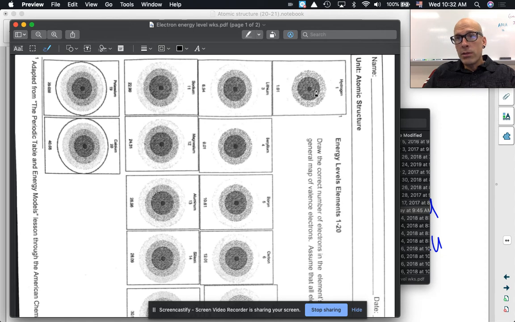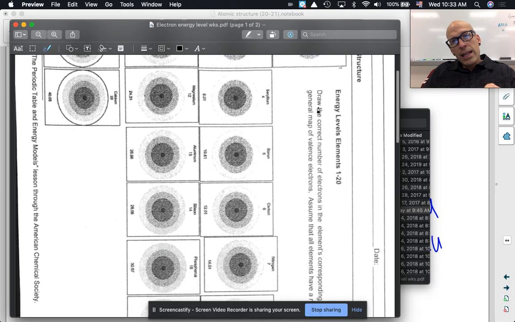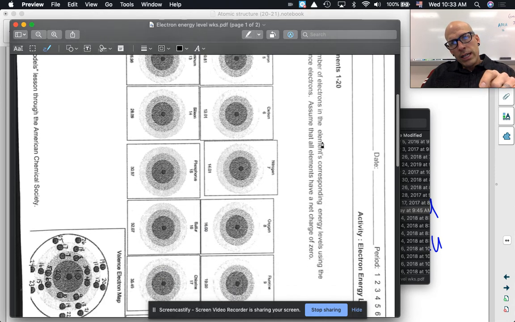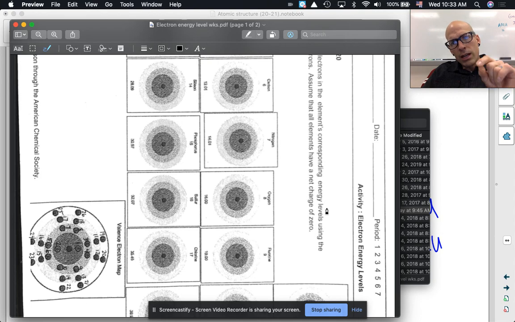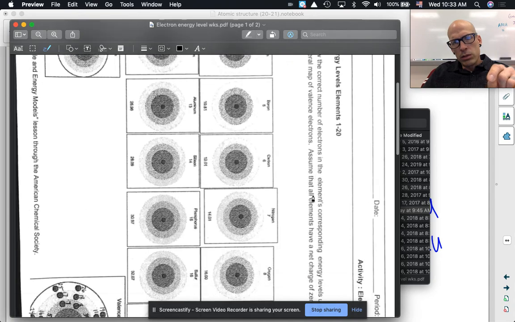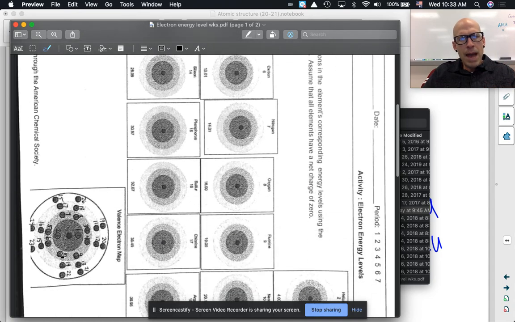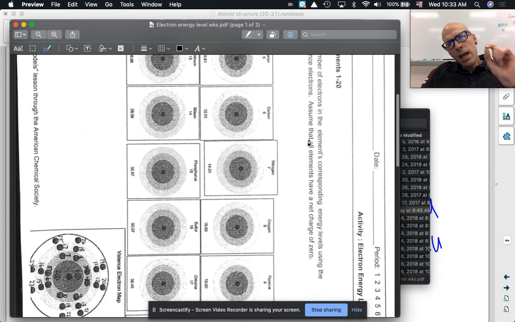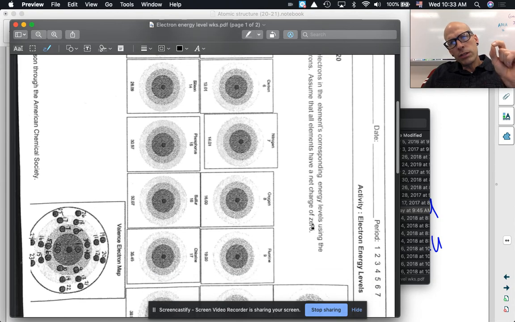So for instance, if we're looking at hydrogen, hydrogen has how many protons? 1. So in the nucleus, which is just shown as a black dot, we're not talking about how many particles of each are in the nucleus. But the directions say that you're supposed to draw the correct number of electrons in the element's corresponding energy levels using the general map of valence electrons, which is this right here, the valence electron map.